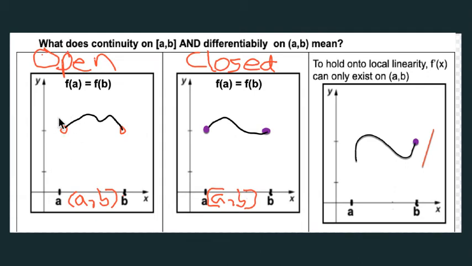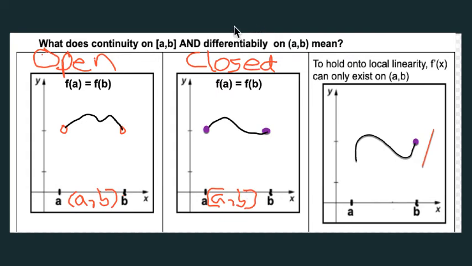So this right here, when you have circles at the ends of the interval, it means the endpoints aren't included. So we call that an open interval because the circles are open. How do you say that? If you look at this graph, it is continuous and it looks like it's differentiable, right? So we might say this graph here, f of x, is continuous on the open interval from a to b, and that would mean round brackets. It means the endpoints are not included. So open interval means open circles, means the endpoints are not included.